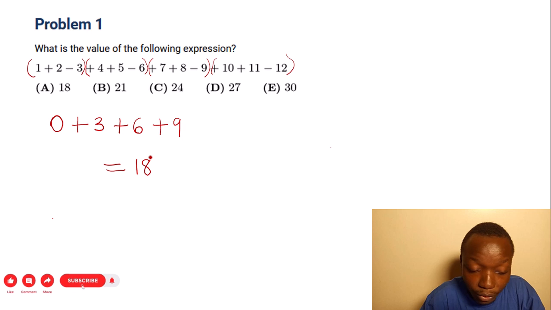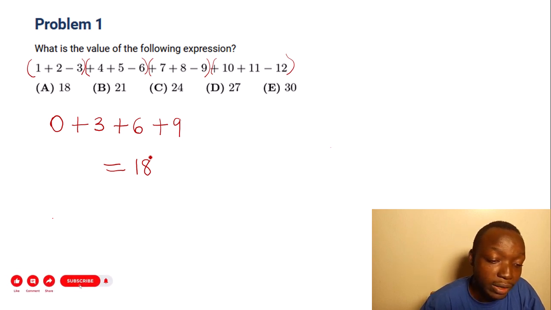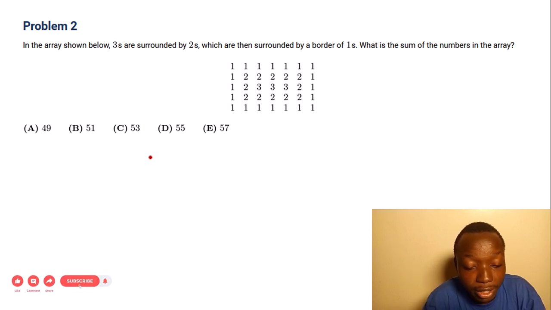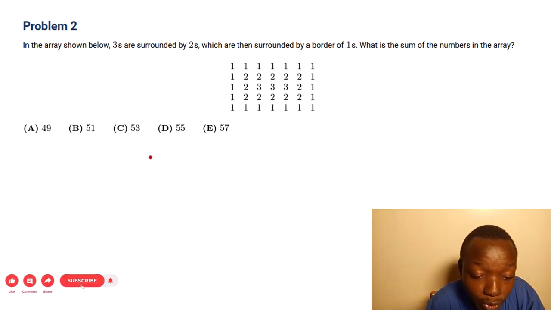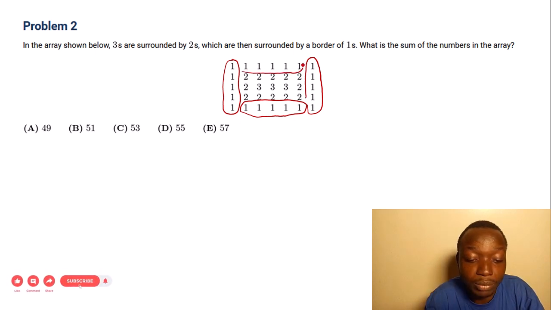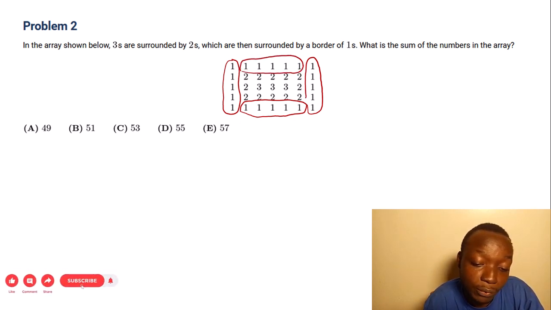All right. Now, problem 2. In the array shown below, threes are surrounded by twos, which are surrounded by a border of ones. What is the sum of the numbers in the array? Now, if you take a look at this arrangement very well, you will see that there are 5 ones here. There are also 5 ones here. There are also 5 ones here. And there are 5 ones here. So basically each of these sets of ones I've circled sums up to 5.